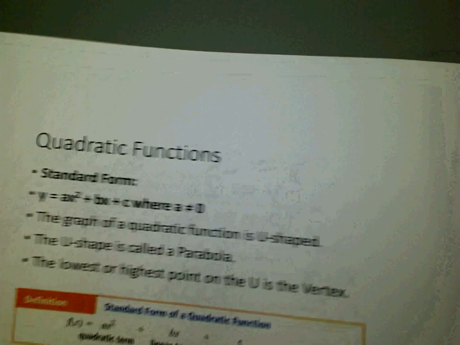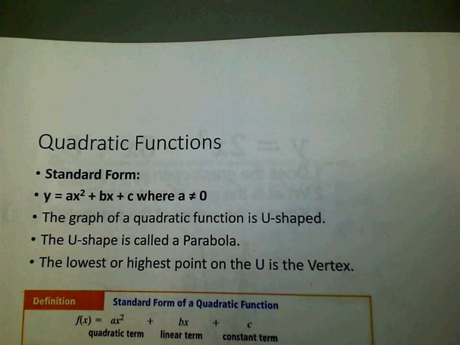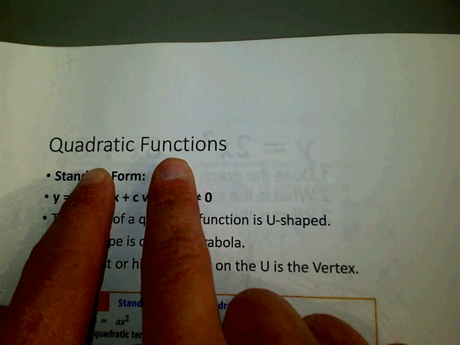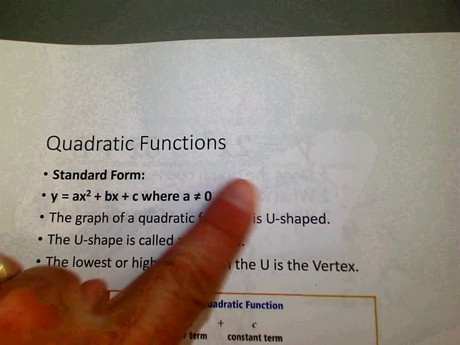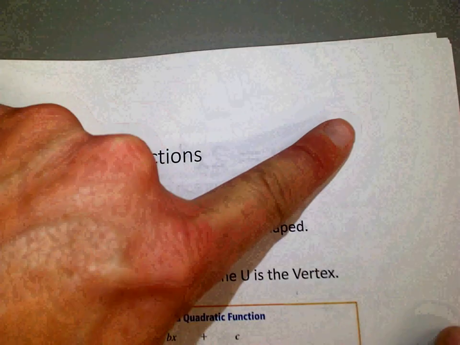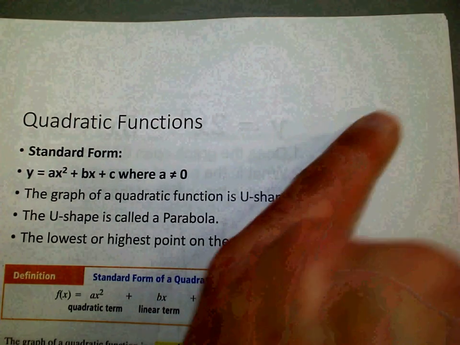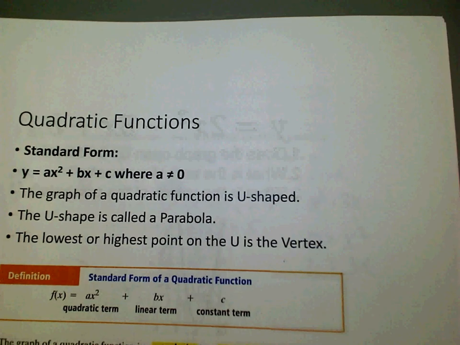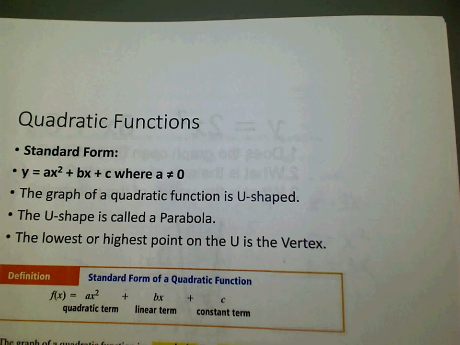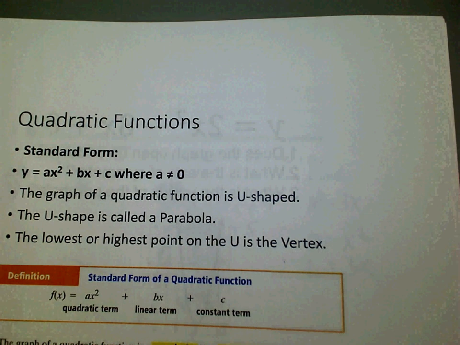All right, turn the page. Welcome to quadratics, quadratic functions. If you look over there on the wall, there are some signs that deal with algebra 2 quadratics. We are finally into this stuff.